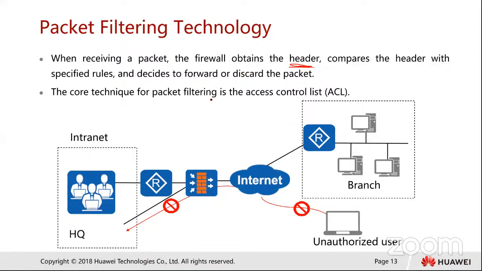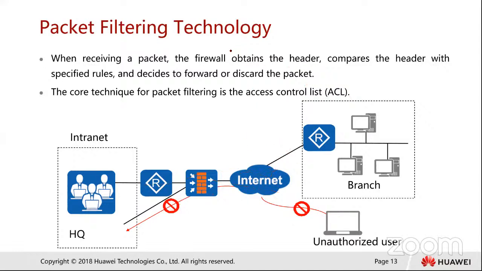So the core technique of packet filtering is the access control lists, the ACL. There's the headquarters here, and unauthorized users are trying to send packets. It asks, am I allowed to receive packets from this network? No. So therefore, discard this packet and it should not go through to our headquarters. If traffic is coming from our branch, we are allowed to have it. For this kind of traffic, please either block or allow.